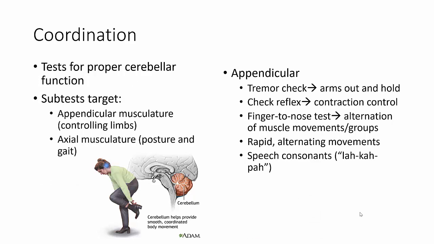Coordination testing, you're looking for proper cerebellar function. There are subtests that are going to target the appendicular versus the axial. So your limbs versus your posture and your gait.